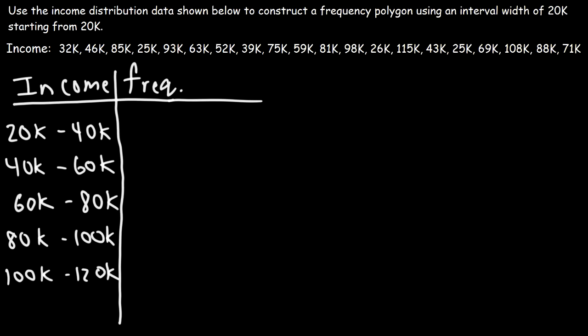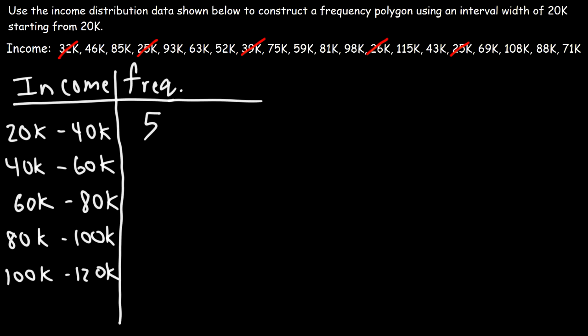Now let's determine the frequency for these income ranges. So how many individuals have an income between 20 and 40k? So this is the first one, that's 32. Here is the second one, 25. This is the third one, 39. And then 26k and 25,000. So we have five individuals with an income ranging between 20 and 40k.